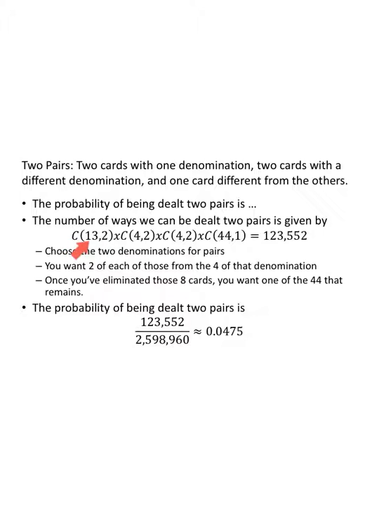So when we first start out, there are 13 different denominations. And I want 2 of them because those are going to be my pairs. Now, from the first denomination, there are 4 cards. I want 2 of them. From the second denomination, there are 4 cards. I want 2 of them. All right, so you want 2 of each of those from the 4 of that denomination.